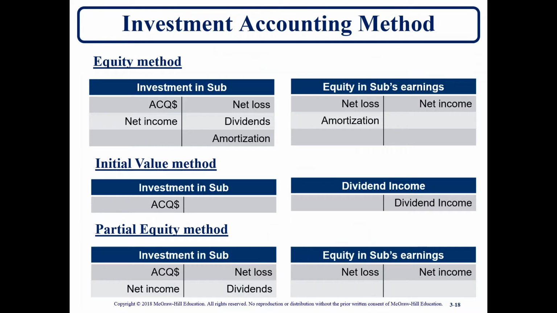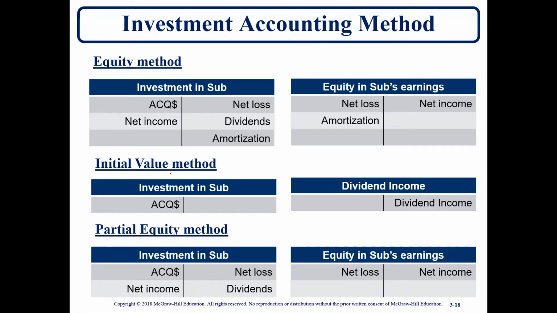So we have T accounts under each method. We have the equity method with our investment in sub account. What increases and decreases this account? We said in the past that this is an asset, so debits would increase this account and credits decrease the account. The equity in sub earnings is an income statement account, so basically the credit increases the account and the debits decrease it.